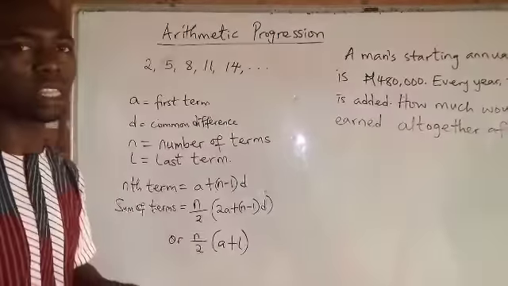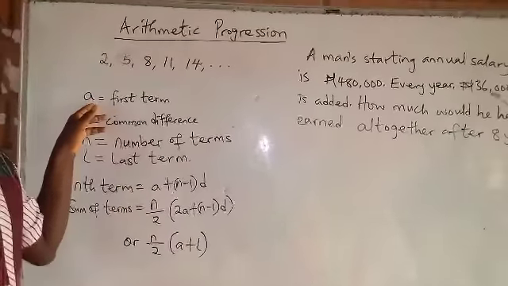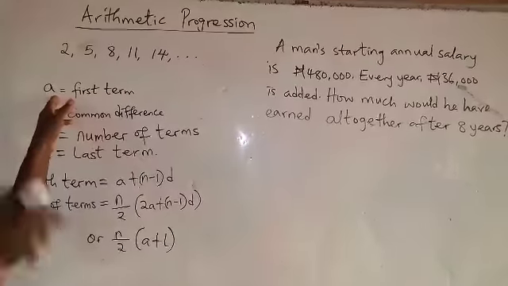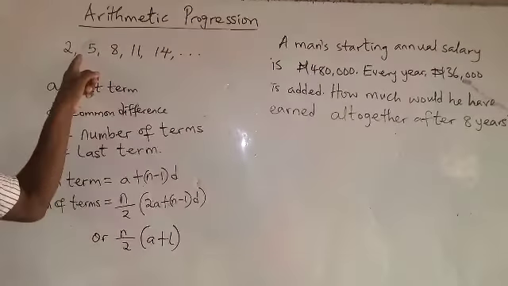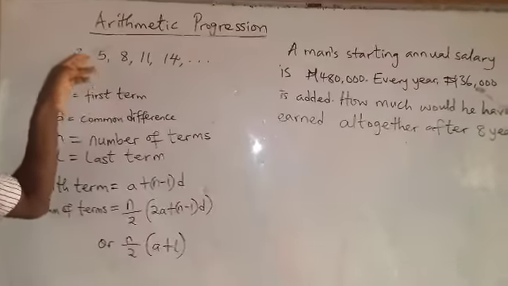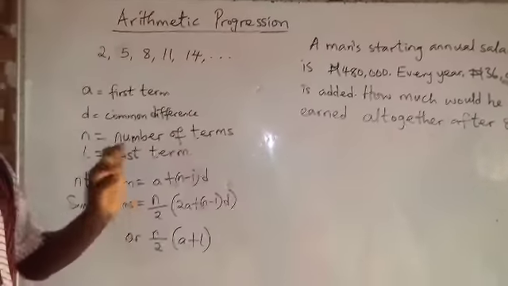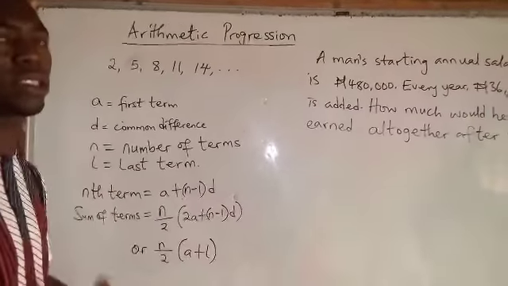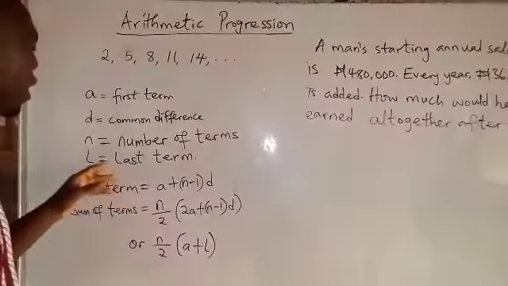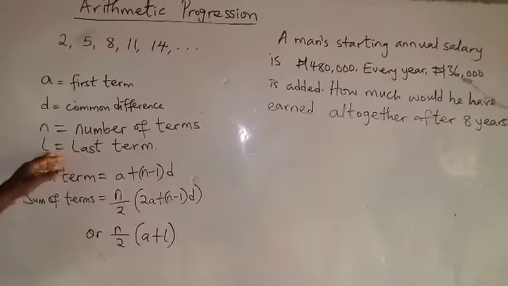So we have some basic terms here under the topic. We have A. A is usually used to represent the first term. So A is first term. D is the common difference. Like I said, in this sequence, we can see that it is 3 that we add to give the next. So that 3 is the common difference, D. Then N is the number of terms, be it 5 terms, 6 terms, 10 terms. Then L is the last term. So we use L to represent the last term.